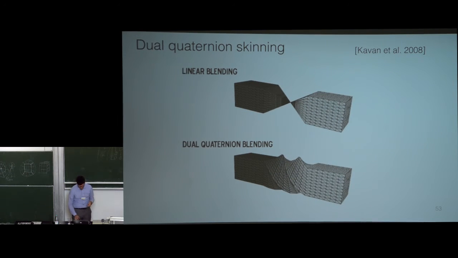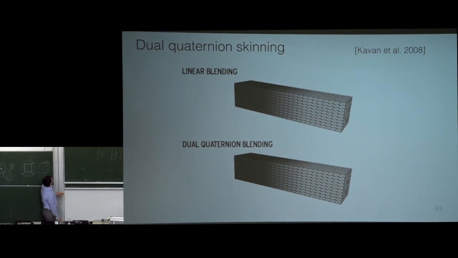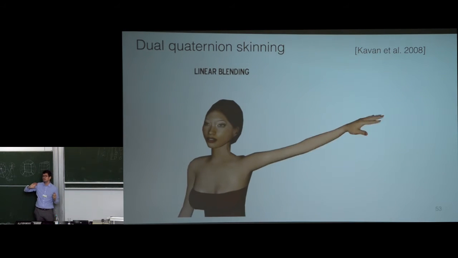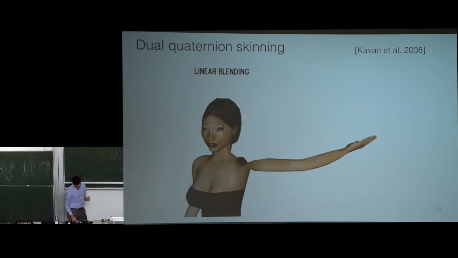Are these sliding? That's so unfair. Okay, so here you're seeing the candy wrapper artifacts where we're blending, and dual quaternion sort of does the natural thing, so it's twisting the box without any sort of volume loss.